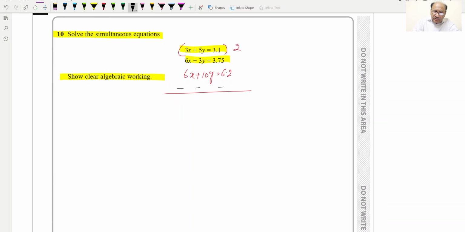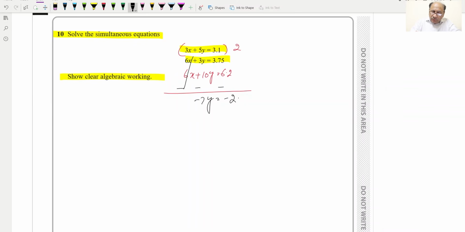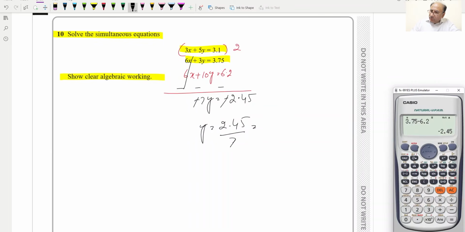Now we can change sign, and when we change sign, this will be minus, this will be minus, and this will be minus. This is cancelled, and this will be minus 7y is equal to 3.75 minus 6.2, and this results in minus 2.45. The minus will be cancelled, so y is equal to 2.45 divided by 7. 2.45 divided by 7 is equal to 0.35.